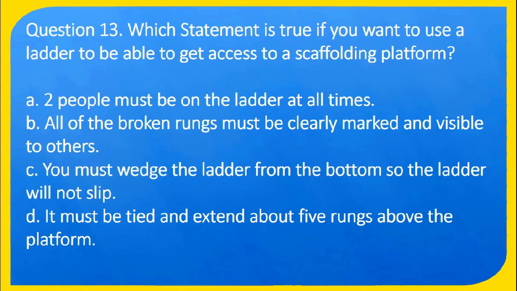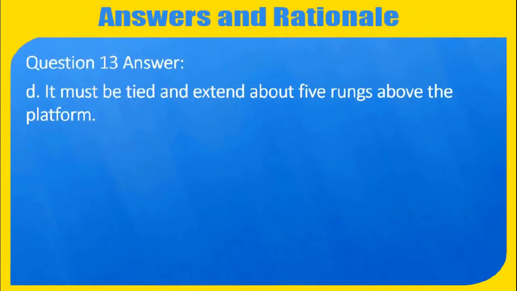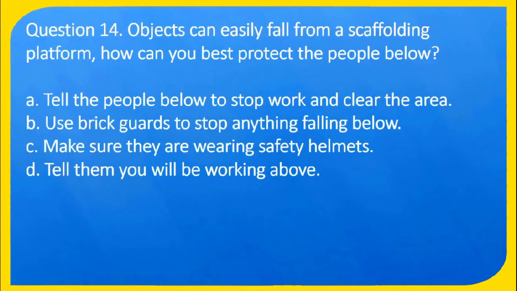It must be tied and extend about 5 rungs above the platform. Question 13. Answer D. It must be tied and extend about 5 rungs above the platform. Question 14. Objects can easily fall from a scaffolding platform. How can you best protect the people below?